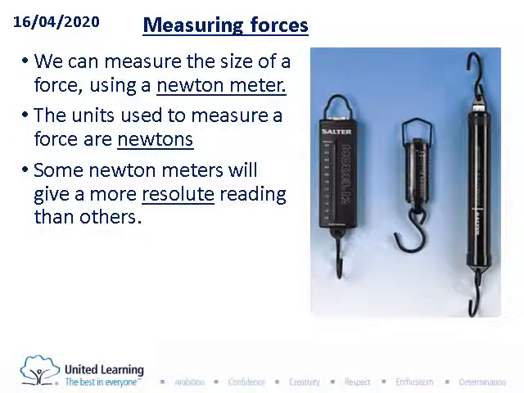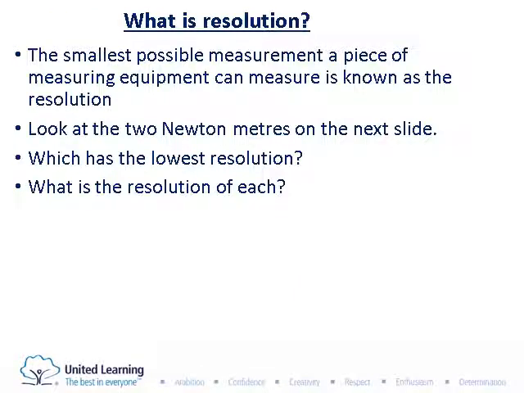Now, some Newton meters will give what we call a more resolute reading than others. So what does that mean? Well, it's all to do with how small a measurement it can make. So let's look at what we mean by that. The smallest possible measurement of a piece of equipment is called the resolution. So I'm going to show you on the next slide 2 Newton meters. And what I'm going to ask you to do is to look at that and ask yourself what has the lowest resolution, and also what is the resolution of each. So just to illustrate what we're talking about.